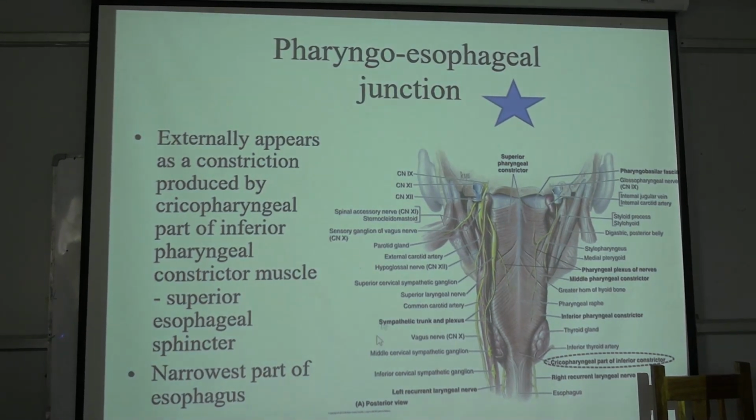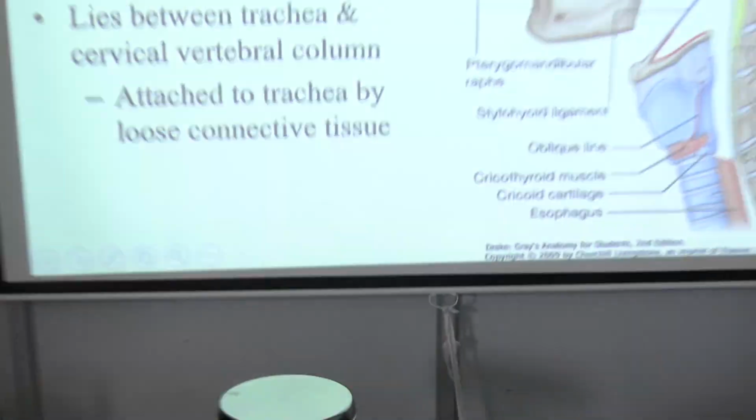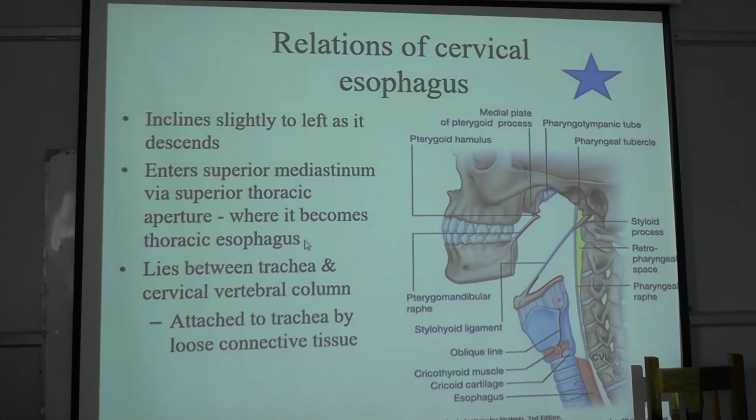Because this muscle sling of the inferior constrictor holds this particular region. It acts as a sphincter, which is a physiological sphincter, not an anatomical one. So this particular LTD you have to keep in mind: the narrowest point of the esophagus and why it is narrow. Then the relationships: anterior, posterior, and the sides.